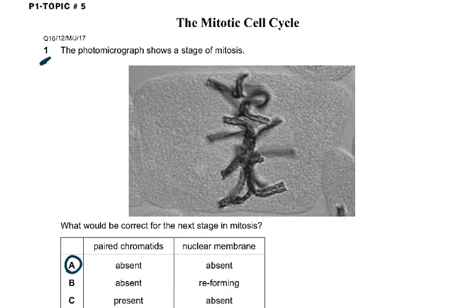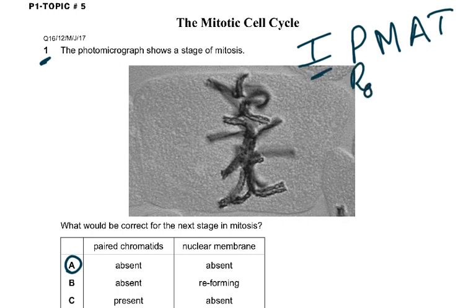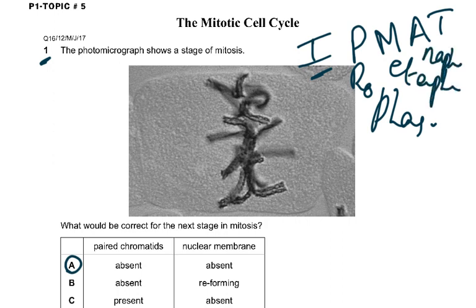Question 1, the photograph shows a stage of mitosis. What would be the correct for the next stage in mitosis? Now, if you know, there is this very typical I have made, I for interphase, and then I have a purple mat. So I is for interphase, P for prophase, then metaphase, then anaphase, and then telophase. So a very easy way to remember this: I, P, mat.